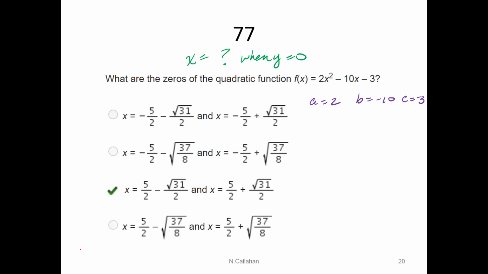Once you have A, B, and C, we're going to plug into that quadratic equation, which is negative B plus or minus the square root of B squared minus 4AC, all the way over 2A. And this is a -3 in here, just so you guys know.